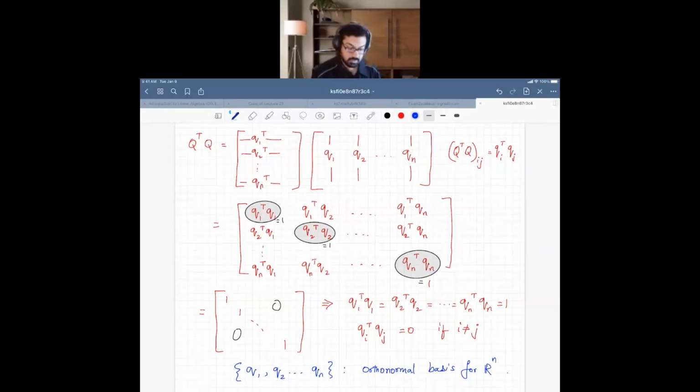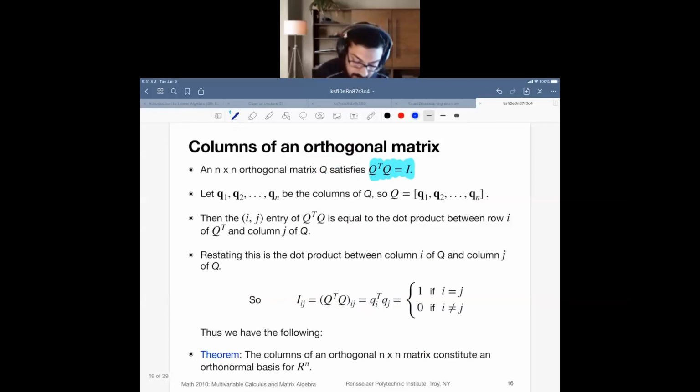So if I go back here, this is what I'm saying over here. The i comma jth entry is going to be equal to the dot product between row i and column j. But because I'm using row i of Q transpose, row i of Q transpose is the same thing as column i of Q. So you're doing a dot product between column i of Q and column j of Q, and that should give you an identity matrix because of that condition. So when you take the dot product, it will be equal to 1 when i equals j, the diagonal elements, and it is going to give 0 if i is not equal to j. That's what we did over here.